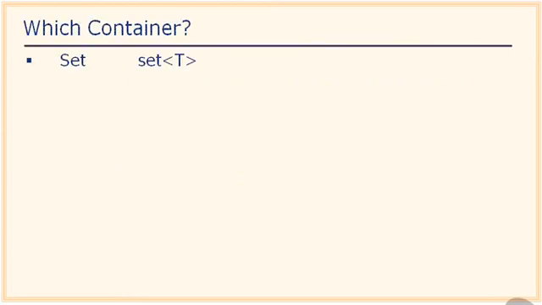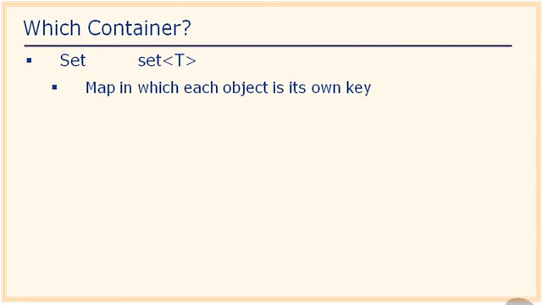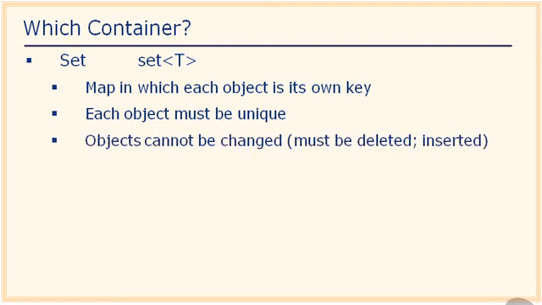Now a set, notice set T, this is a map in which each object is its own key. Now each object in this one has to be unique. Now this is more or less a vector, but everything has to be unique. In a vector, I can have 10 elements and 4 of them can be identical. Okay, so I can have 4 identical numbers in there. In a set, can't do that. Each individual object must be unique, and objects can't be changed here.